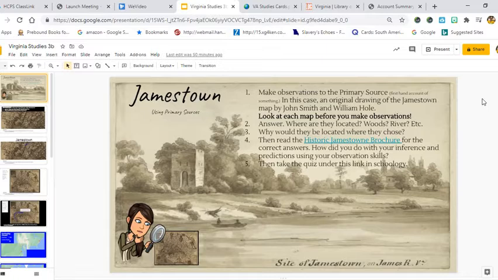When you're done with your observations and you've written them down on a piece of paper, you're going to look at the historic Jamestown brochure, answer some guided reading questions that are on Schoology, and see if your inferences, your predictions, your observation skills were correct.